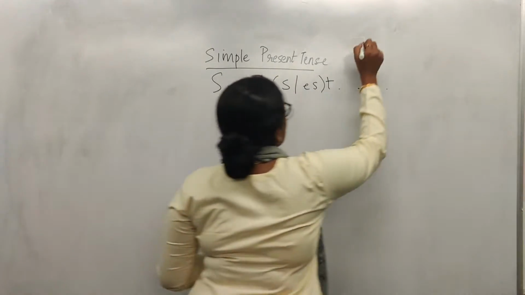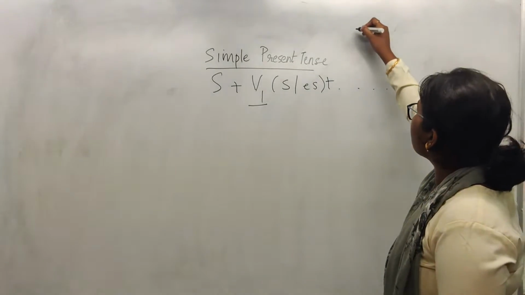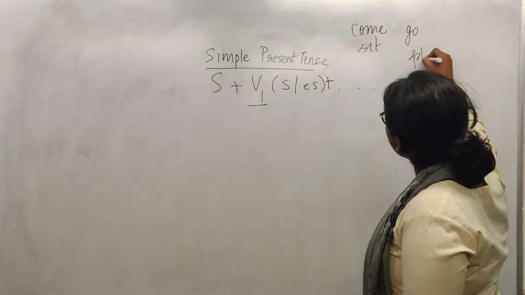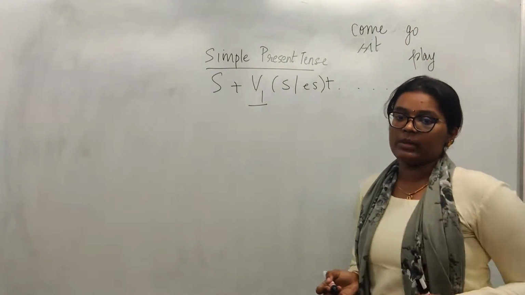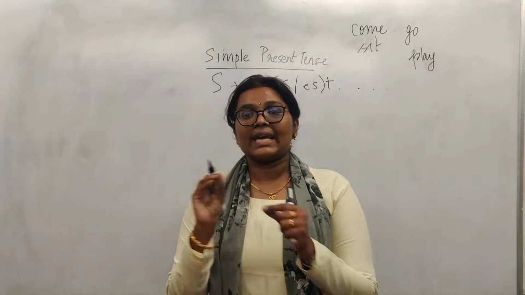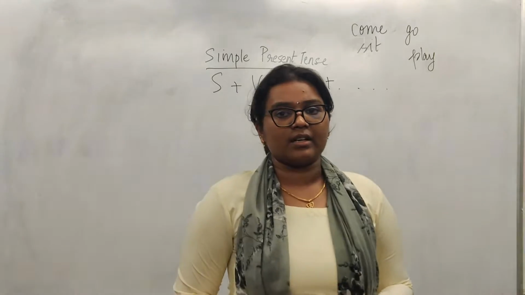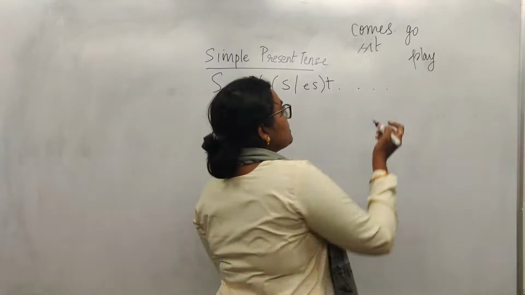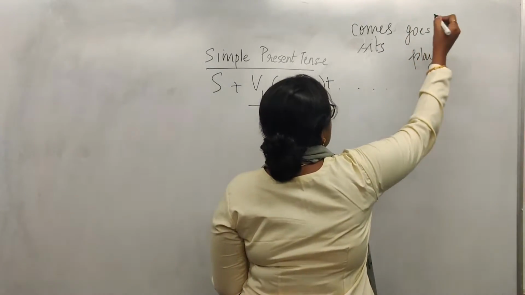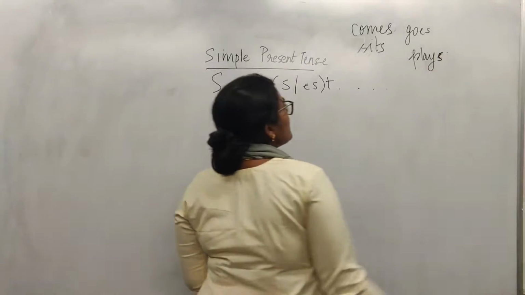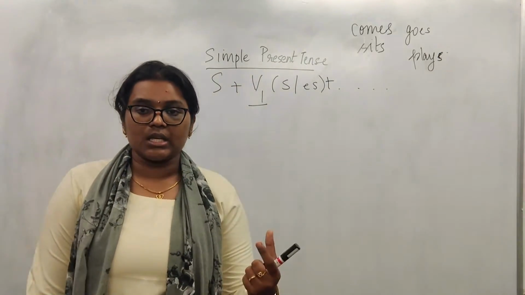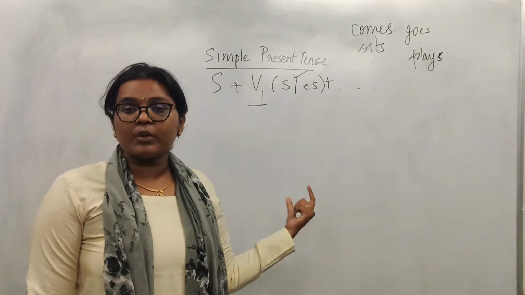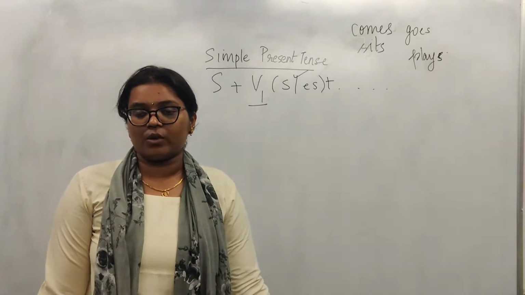Examples of V1 verbs could be come, sit, go, play. And these V1 verbs will take the S when they come along with singulars. For example, she comes, she sits, he goes, it plays. That's how you use it when you have singulars. When it is singular, you use the S or the ES, and when it is plural, you don't use anything, you just use the base form of the verb.